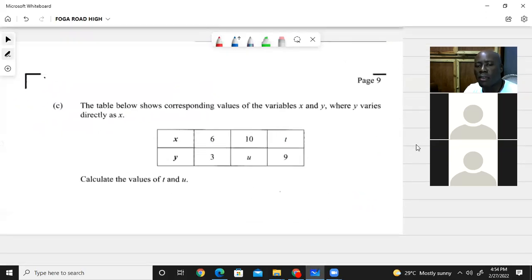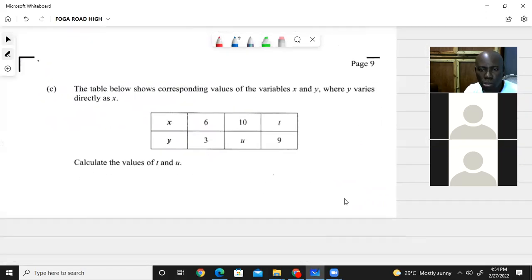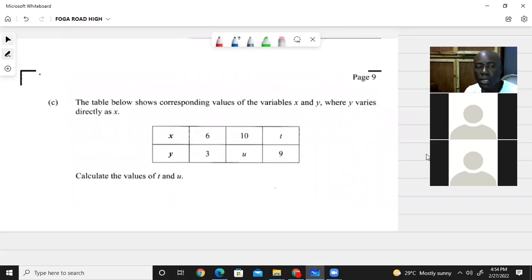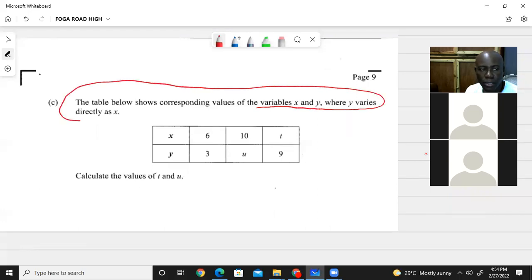Now, there are other things that come at number 2, and you're going to see the various things. This one is a topic called variation. There are 2 types of variation. One is a direct variation. One is called an inverse variation. But you could see that they would tell you which one you're dealing with. See there? Direct variation.